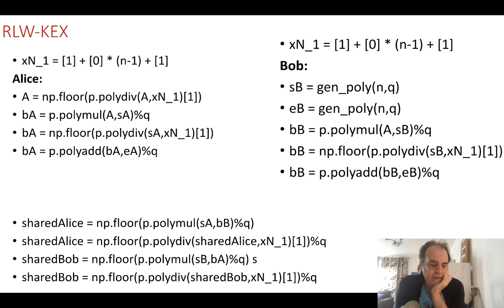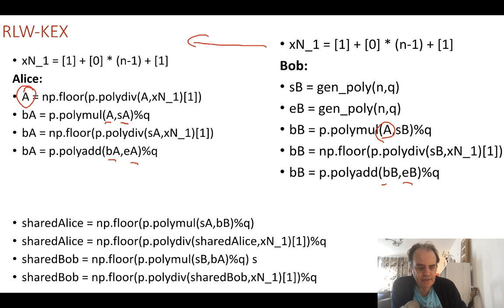So let's look at ring learning with errors key exchange. Alice generates her polynomial and shares it with Bob. Then she takes her secret, multiplies it with this polynomial value, and then does the add with her errors. Bob does the same on his side. He'll create the polynomial A. They both share A as a polynomial.